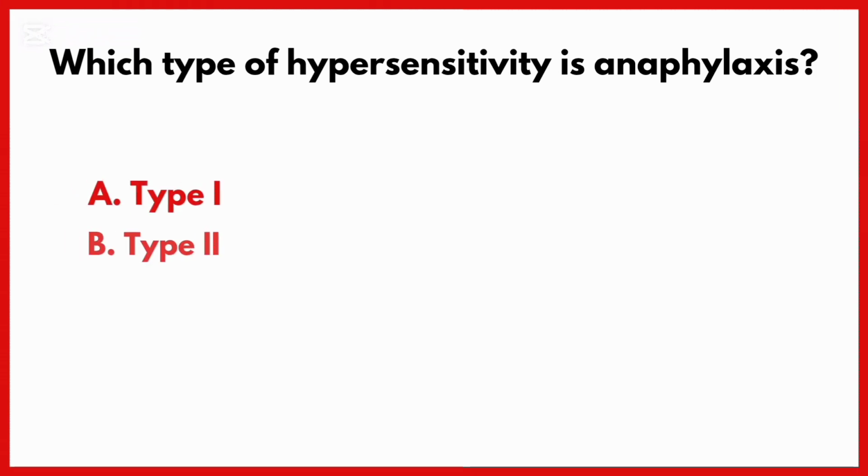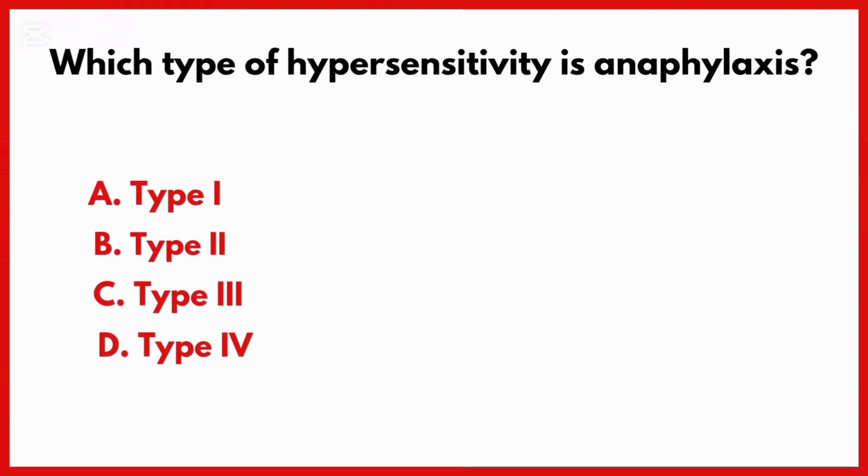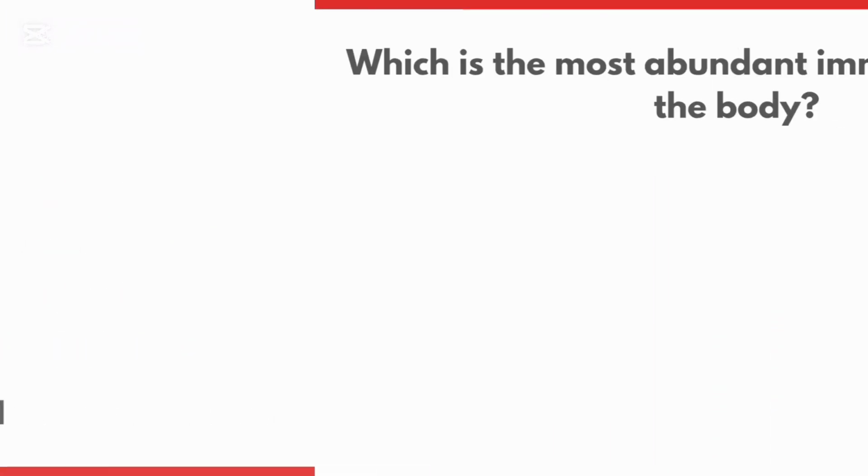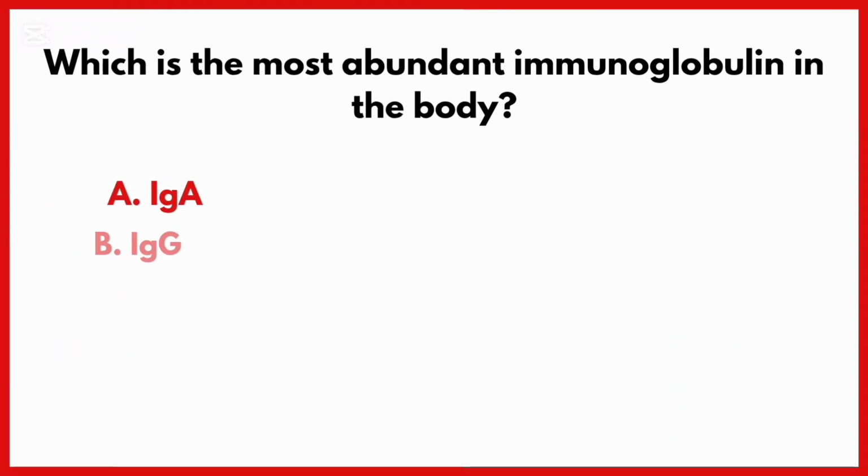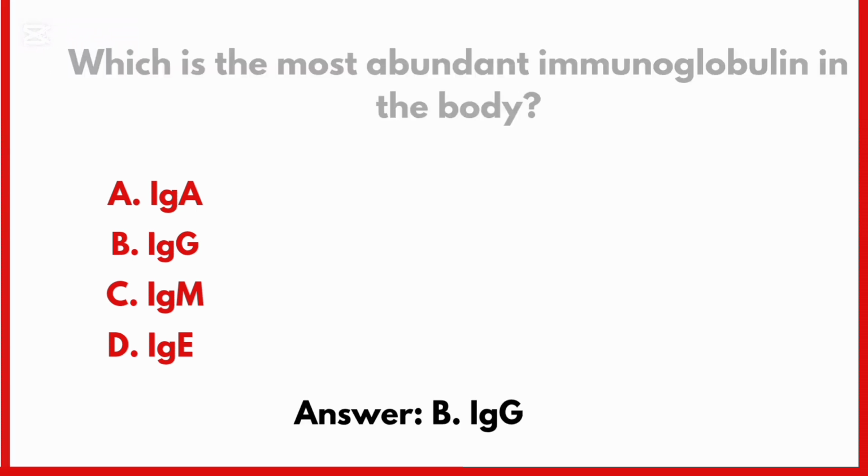Which type of hypersensitivity is anaphylaxis? Correct answer is option A, type 1. Which is the most abundant immunoglobulin in the body? Correct answer is option B.